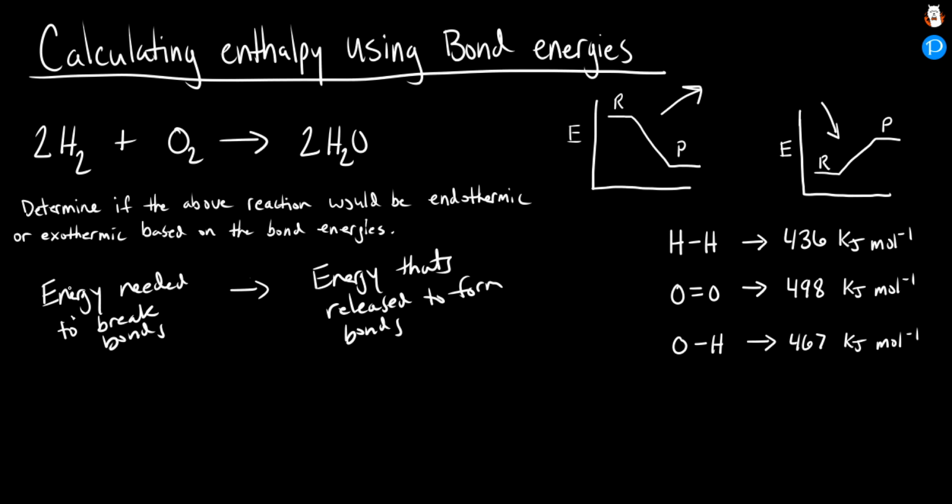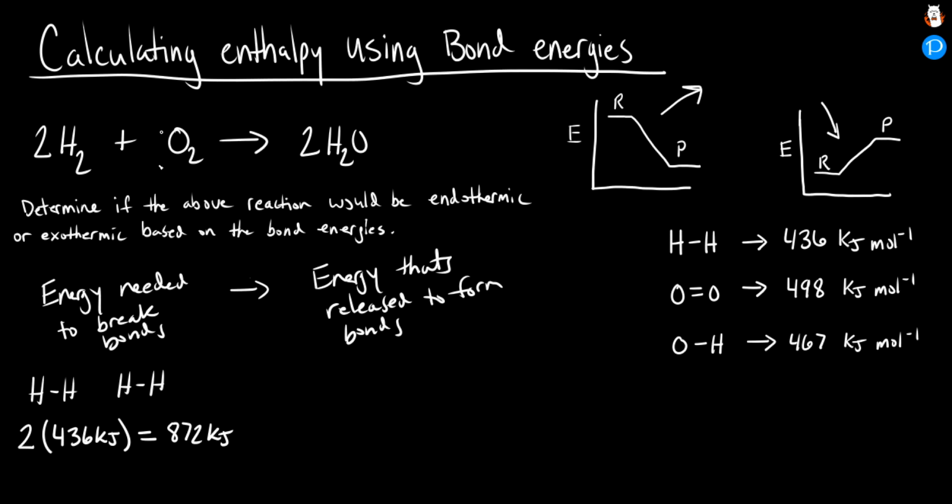So let's take a look first. How much energy do we need to just break these bonds? Well, I have two H2 molecules, so I have two of these bonds that I need to break, right? So the first thing I'm going to do is 2 times this 436 kilojoules, because that's the total amount of energy just to break these bonds for the H2. 2 times 436, and so I've got 872. So that's how much energy just to break the two H2s.